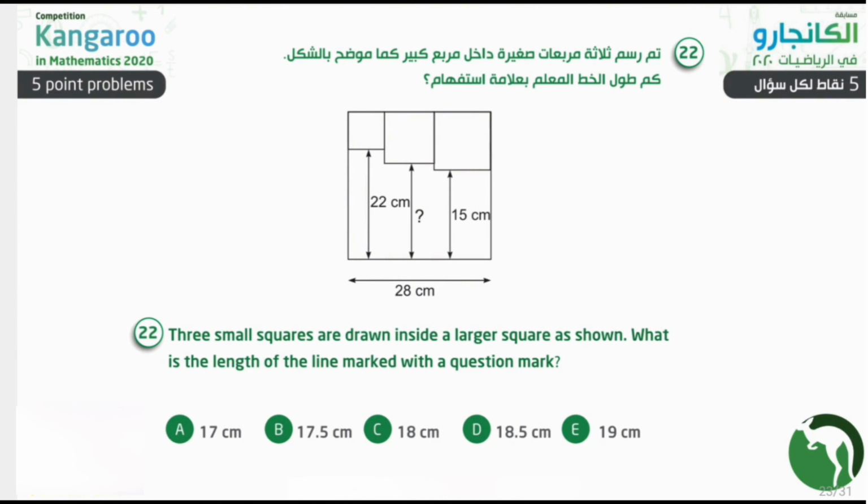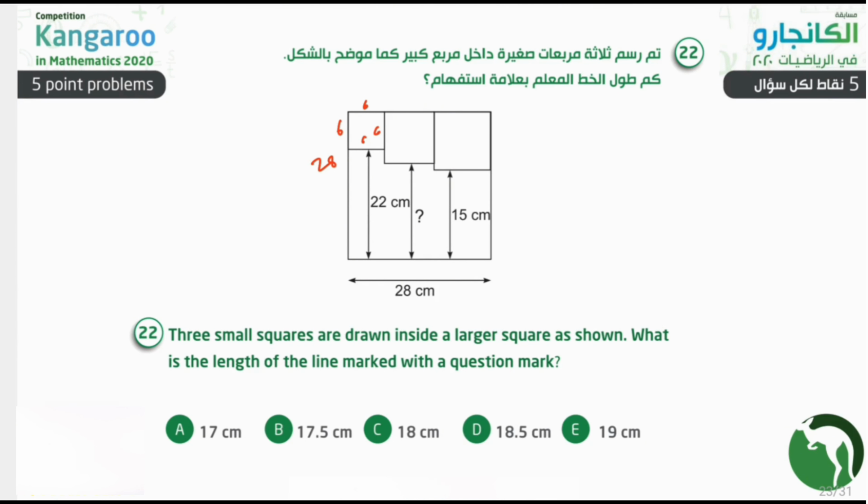In question number 22, three small squares are drawn inside a large square as shown. What is the length of the line marked with a question mark? Okay, here we have the side length of the square is 28, and this distance is 22. So here we have 6. So the side length of this small square is 6.